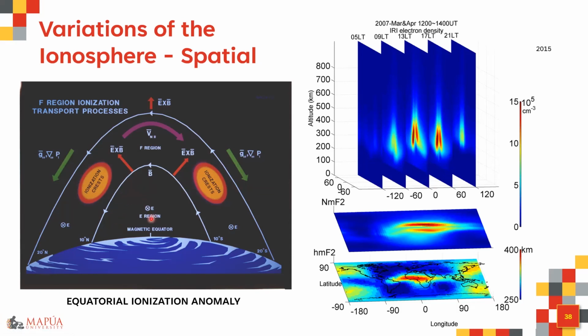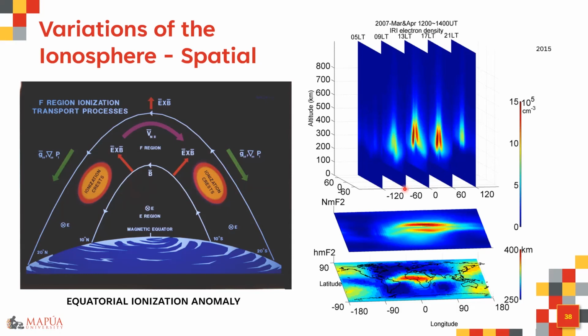We call this the fountain effect. So there is an upward drift at the magnetic equator, and it will fall, following the direction of the magnetic field toward north and toward south. So that's why we have two crests here. And this is always present in the Earth's ionosphere.